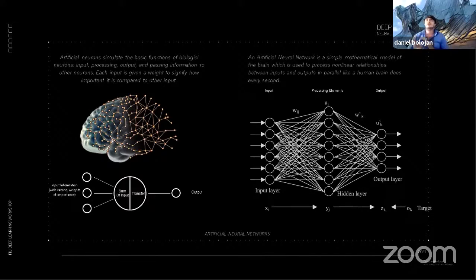So then we can say that an artificial neural network is a simple mathematical model of the brain, which is used to process nonlinear relations between inputs and outputs in parallel, like a human brain does every second. So a neural network tries to mimic, in a way, the same kind of process that happens in the brain. You have input information, you have processing of that information, and then you have an output.